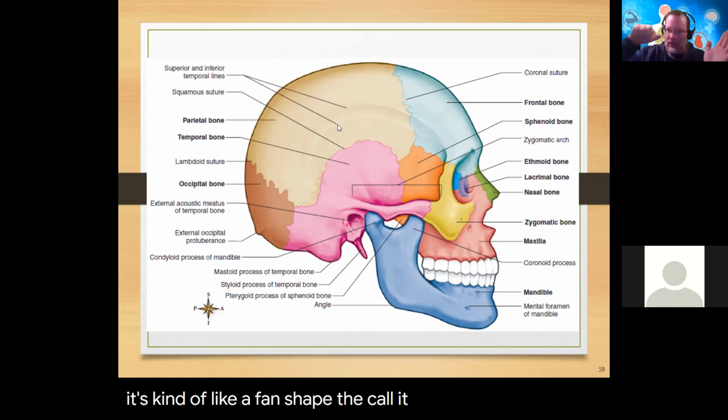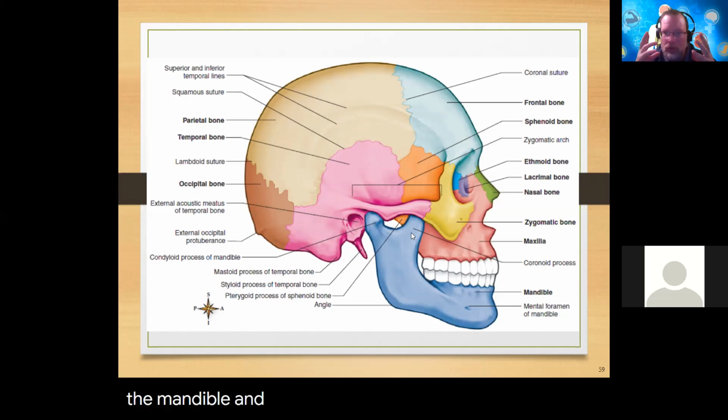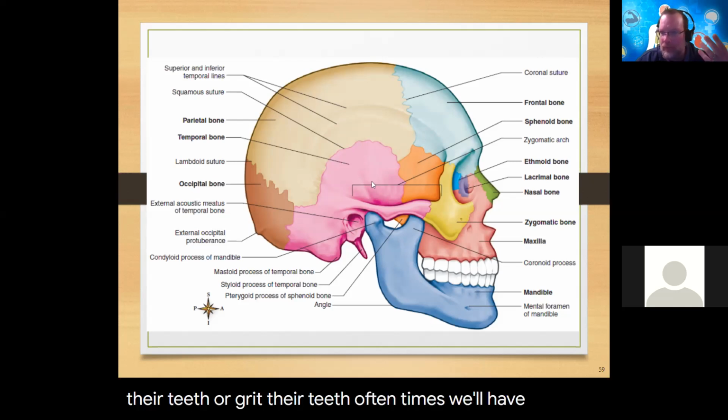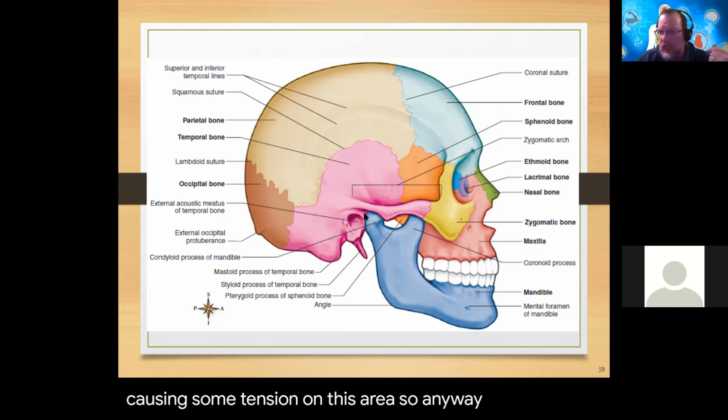They call it pennate. And so that all kind of converges into this one spot kind of down here on the mandible. And so folks who chew a lot of gum or grind their teeth or grit their teeth oftentimes will have some headaches. They'll have some sensitivities up through here because, again, of that muscle overworking, causing some tension on this area. So anyway, TMJ disorder.